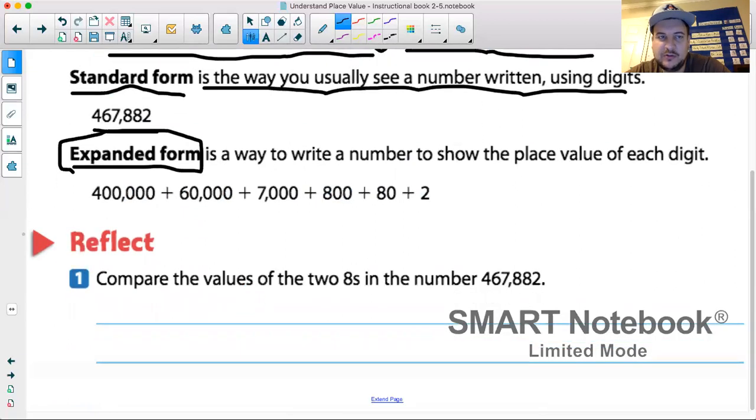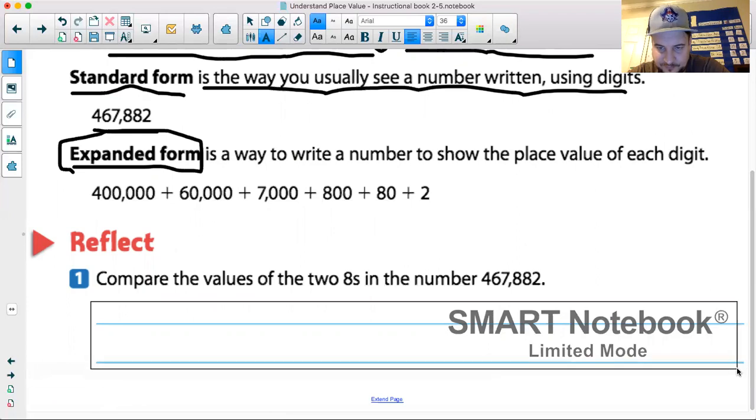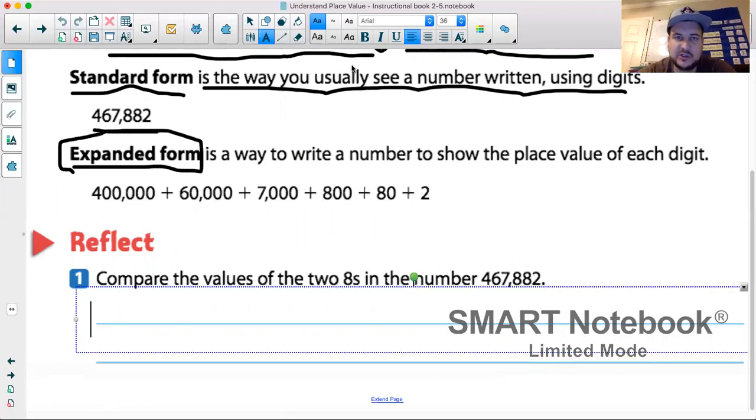All right, so let's talk about this. Compare the values of the 8. Okay, so I need to shrink this down. Once this goes away, there we go. Okay, I did it again. Shrink this down to about 18.